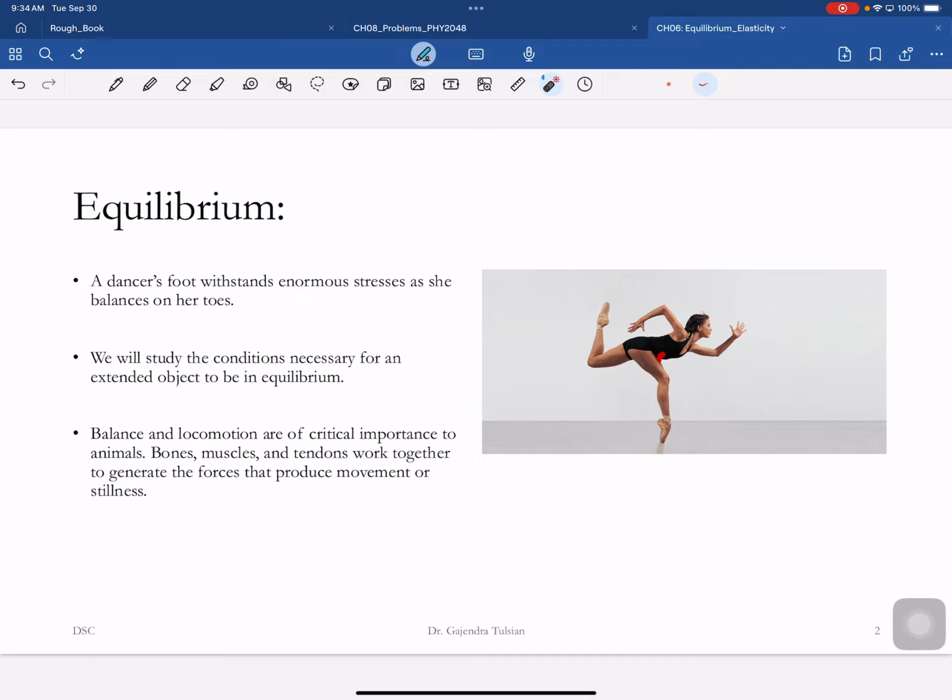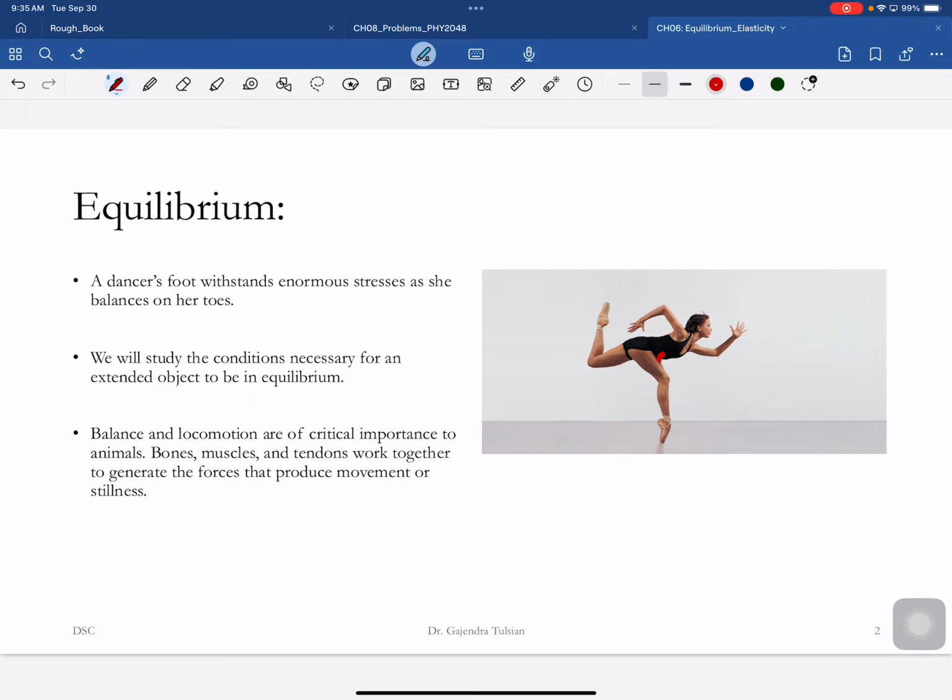By the way, you'll learn that when you stand on tippy toe, there are parts of your body that are experiencing 3 to 4 times your body weight. A force 3 to 4 times your body weight. So we'll learn that. A dancer's foot withstands enormous stresses as she balances on her toe. We'll study the conditions necessary for extended objects to be in equilibrium.